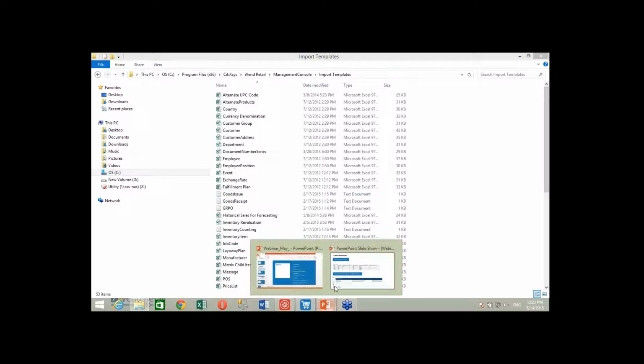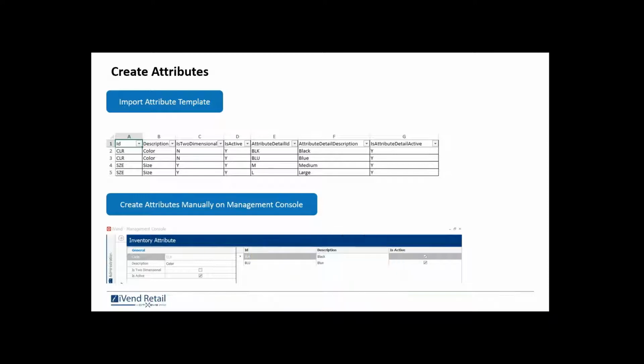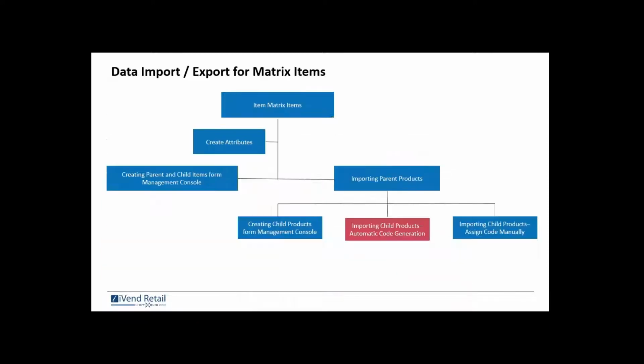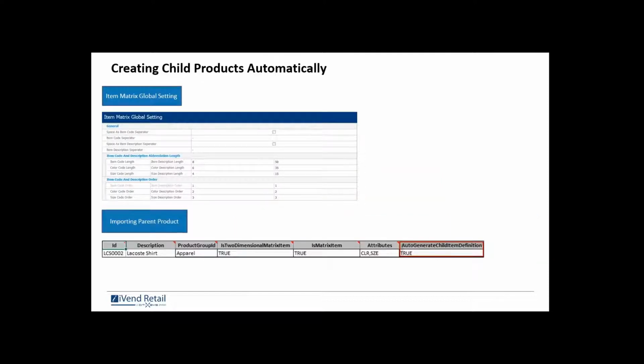Okay, going back to our slides. Now, once I've created the attributes, I'll import the parent product and the child products. The first method that I'm going to talk about is importing child products along with automatic code generation. In case I'm going to import the child products automatically, the methodology is that, based on the parent product and their attributes, I'm going to generate the ID and description of my child products.